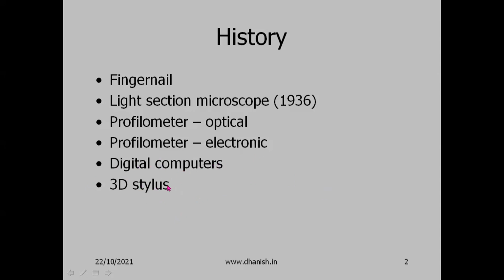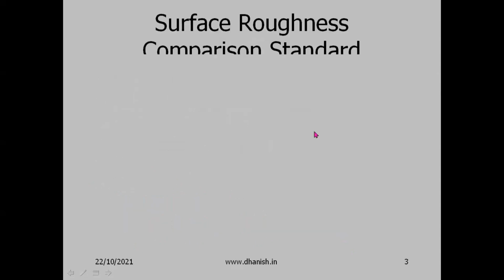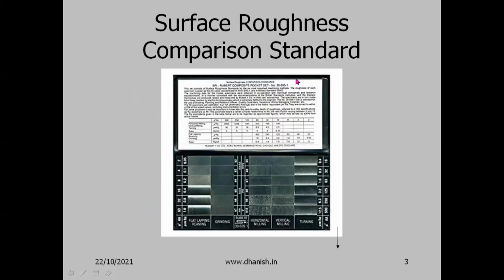And the recent developments, in the last 10 to 15 years, are the 3D stylus type instruments. This is not so old. And then interferometric profilers have become popular, and the scanning microscope. So this is another method of getting surface finish measurement data. Another method available to assess surface finish, though it's not really measurement, is to use a standard roughness comparison specimen.